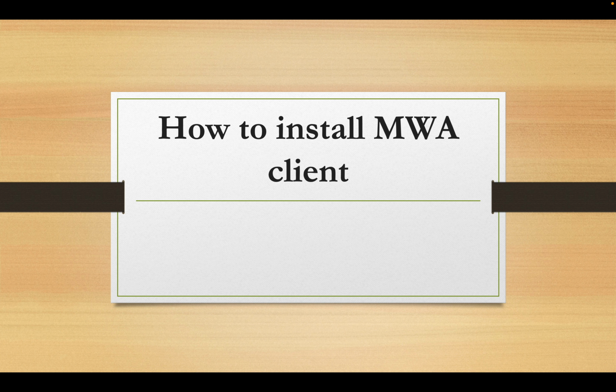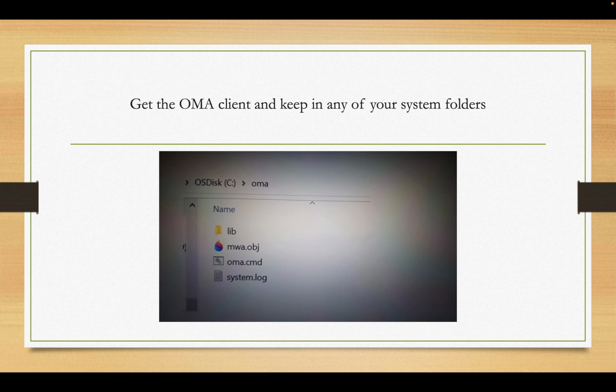Today's video is about how to install OMA client in MWA. So in order to install this, you should get the OMA client. You can get it by using an Oracle SR, or maybe if any of your teammates or somebody has it, you can get that file.